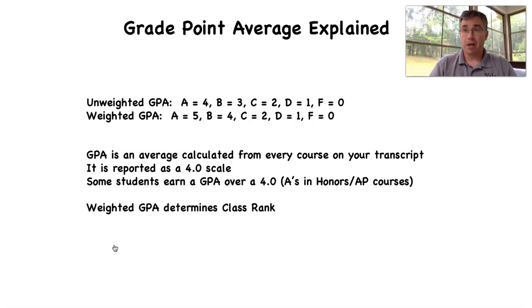The weighted GPA is what Bangor High School uses to calculate your class rank. I'm going to show you a transcript here in just a second, but when you look at your class rank and wonder how it is determined, it is simply taking all of the students' weighted grade point averages and lining them up from top to bottom. The highest weighted GPA in the class is going to be number 1 in the class, and so forth. So that's how the weighted GPA works in conjunction with your class rank.